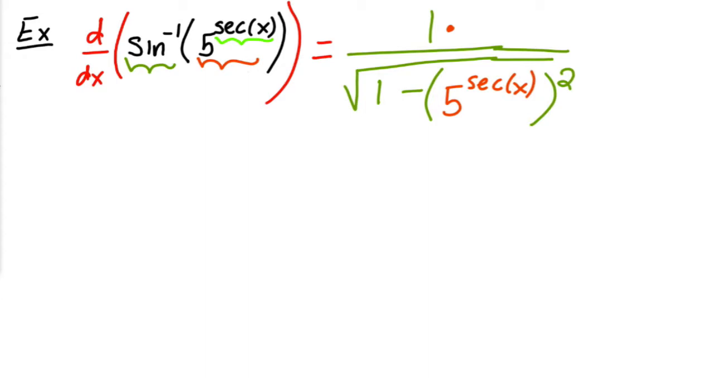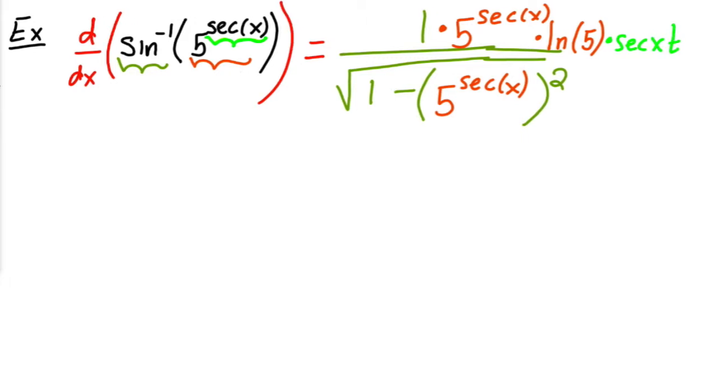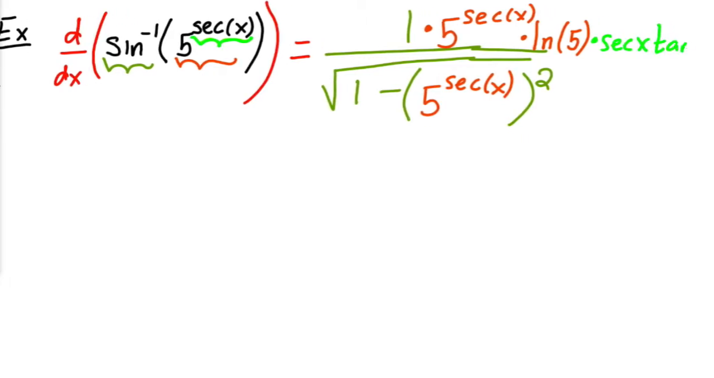Now we're just working in here. The derivative of 5 to the secant of x, well, the derivative of 5 raised to any power is itself, leaving the inside alone, times natural log of the base. But then you have that inside, and you have to multiply by the derivative of secant, which is secant x tangent x. And now we're done.